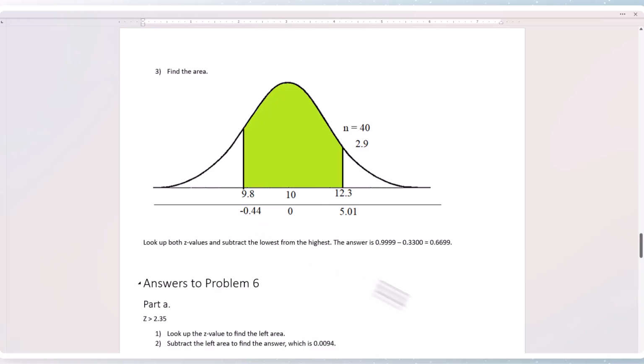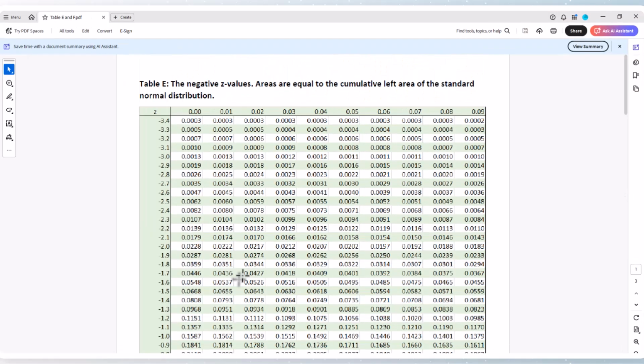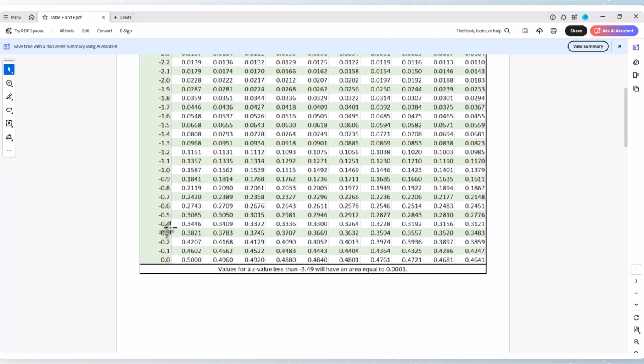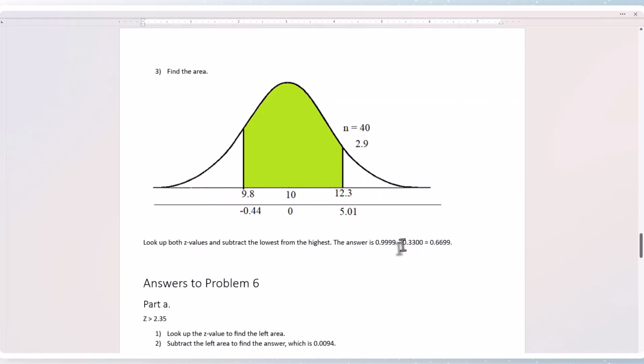So now we look up negative 0.44. So negative 0.44, 0.3300, and that's going to give us an area of 0.6699.